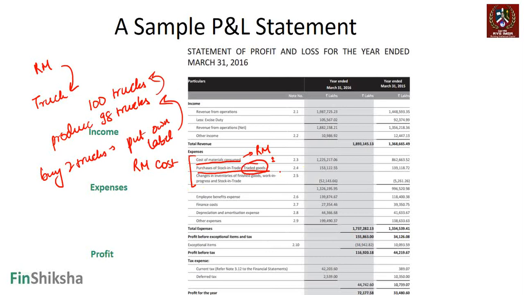And then there is a construct around changes to inventory of finished goods, work in progress, and stock in trade. We will discuss this specific item separately. For now, just assume this is a part of raw material cost. We will discuss this exact number at a later part of this unit. Then we have staff cost, basically employee benefits expense, salary, etc. And we have finance cost. These all will come later.